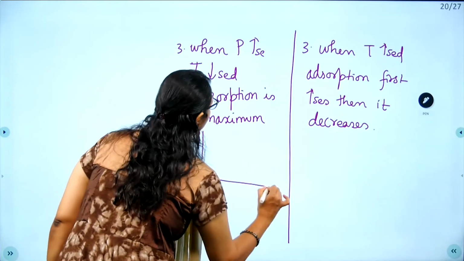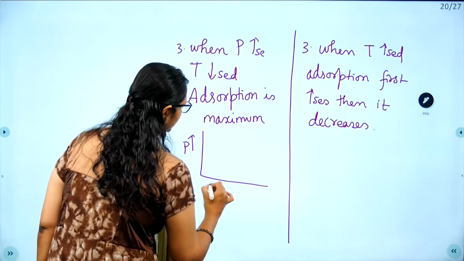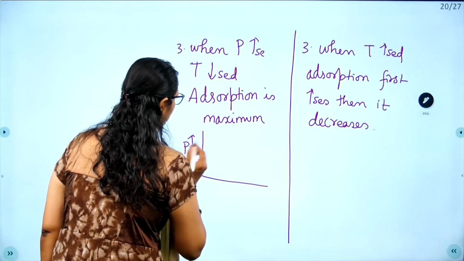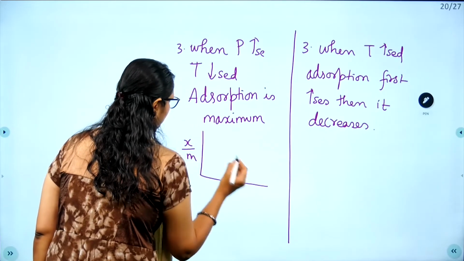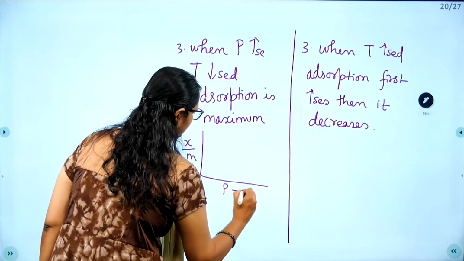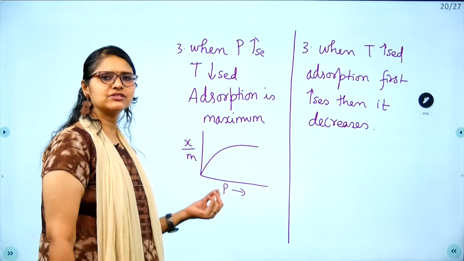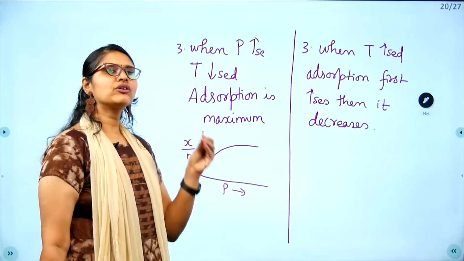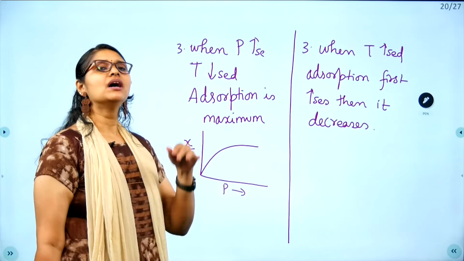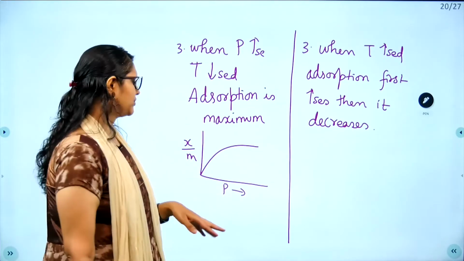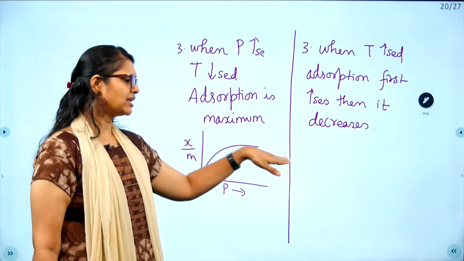So if you plot a graph for pressure and extent of adsorption, I can put the extent of adsorption this side. So you will get a graph like this, okay. Here x by m stands for extent of adsorption. x is the amount of adsorbate and m is the mass of adsorbent, okay. So we are assuming that adsorbate is a gas and adsorbent is a solid. As the pressure increases, what happens? The adsorption increases and then it becomes constant.